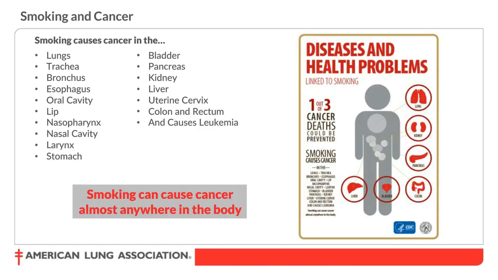Smoking can cause cancer almost anywhere in the body. Smoking causes cancer in the lungs, trachea, bronchus, esophagus, oral cavity, lip, nasopharynx, nasal cavity, larynx, stomach, bladder, pancreas, kidney, liver, uterine cervix, colon and rectum, and it also causes leukemia.